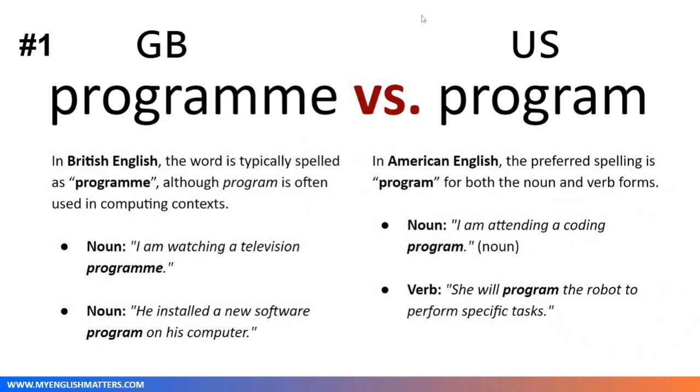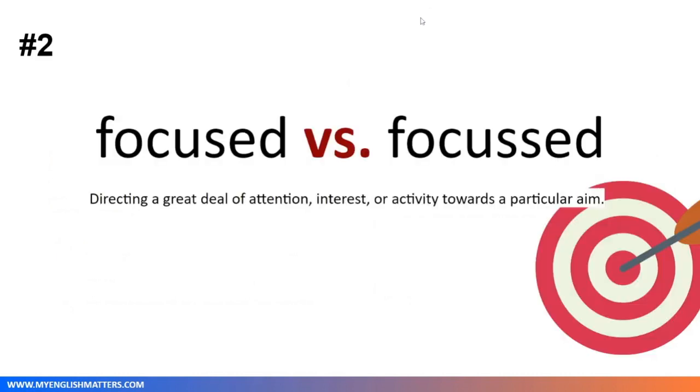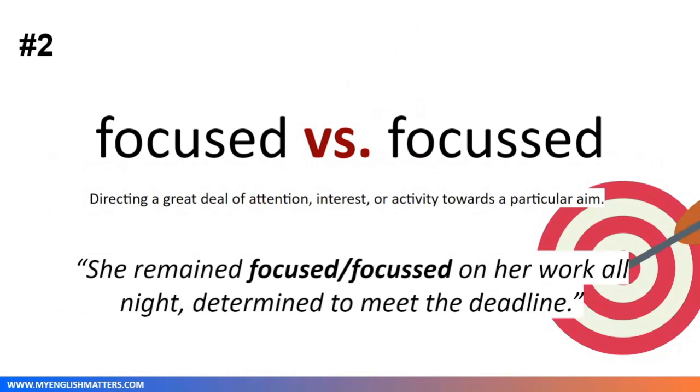On to our second pair of words. This word means directing a great deal of attention, interest, or activity towards a particular aim. She remained focused or focussed on her work all night, determined to meet the deadline. She remained focused. That's the word. Which one do you use? If you spell it with one S, that's American English. With double S, that's British English. That's right. How are you guys doing?